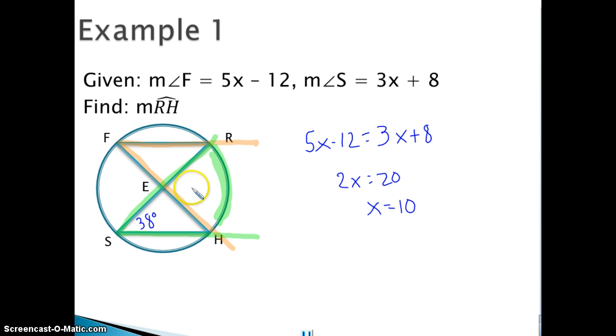Now at this point, what I want to do is figure out, well, if I know that this angle is 38 degrees, then how do I find the arc? So the arc is cut off by an inscribed angle. So if I have the arc, I divide it by 2 to get the angle. If I have the angle, I double it to get the arc. So arc RH is going to be double 38, 76 degrees. Again, using the idea that the two angles had to be congruent because they cut off the same arc.